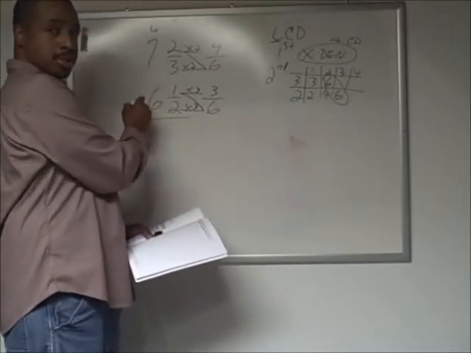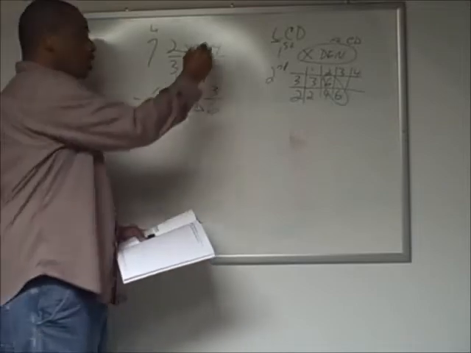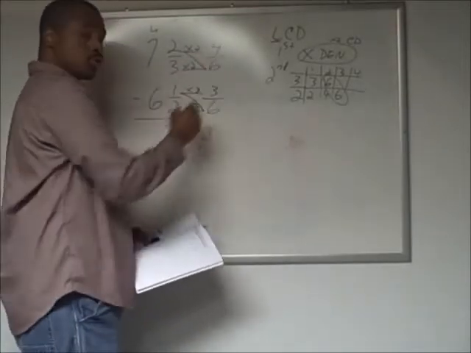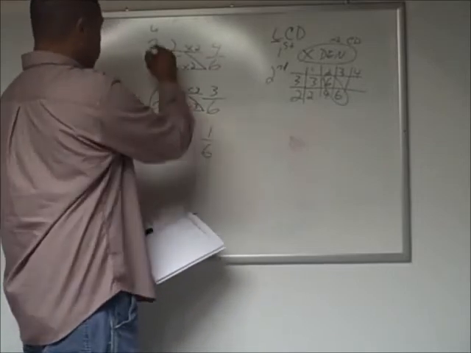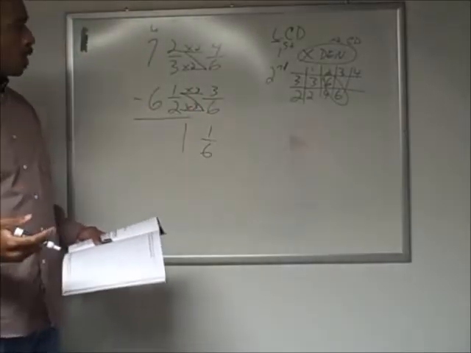Now, because this is subtraction, our third step is simply to perform the operation. 4 minus 3 is 1, all over 6, and 7 minus 6 is 1, giving us an answer of 1 1/6.